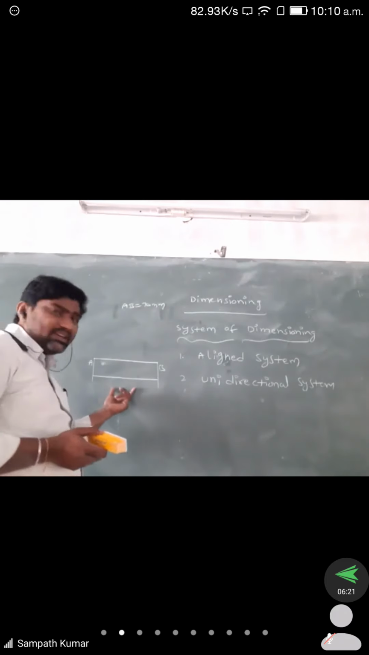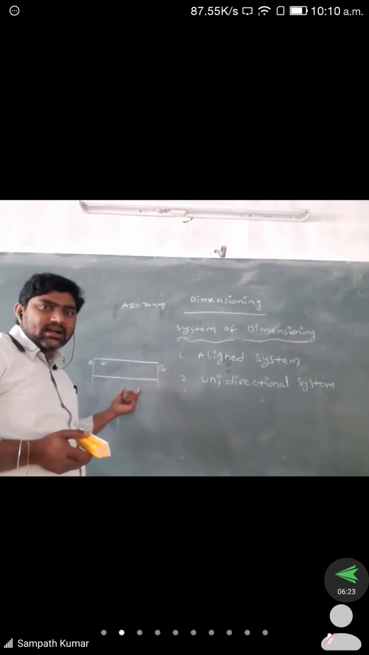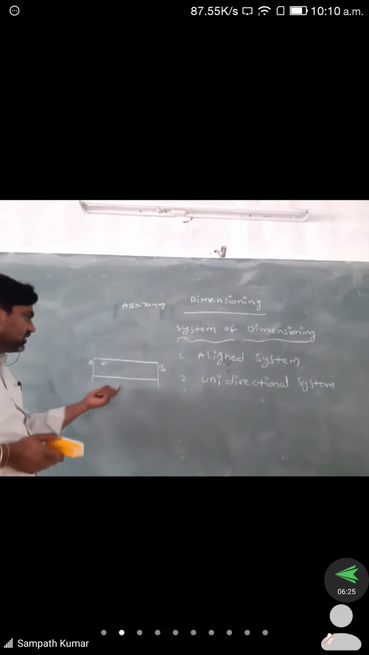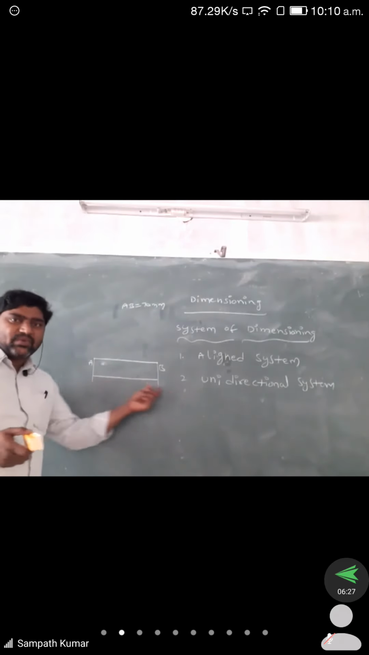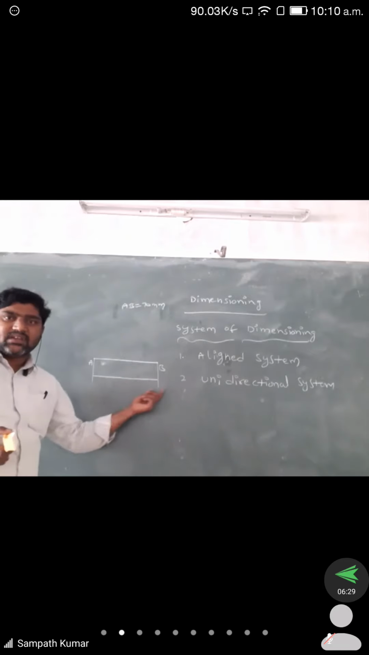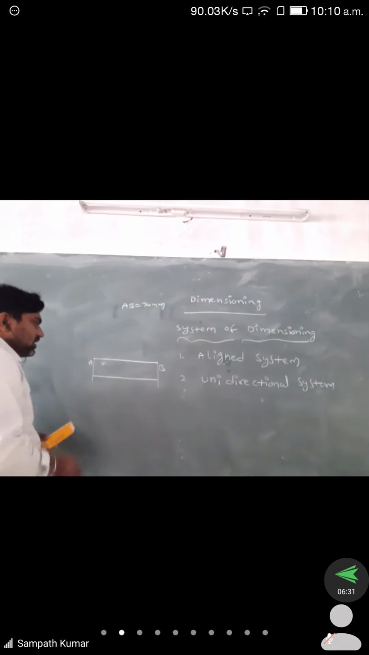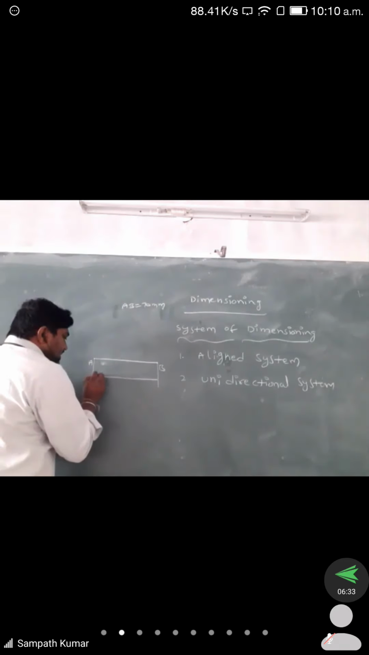Always the dimension line must be a thin line. Okay, ఈ లైన్ ఎలా ఉండాలి? థిన్ గా ఉండాలి. అంటే థిక్ గా కాకుండా థిన్ గా ఉండాలి. Okay, the dimension line must be in between extension line. Then the dimension line is indicated by arrow head.